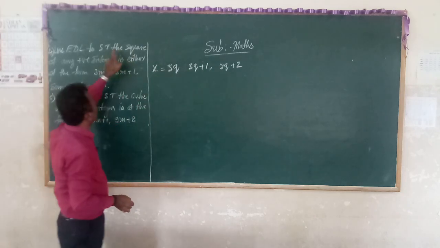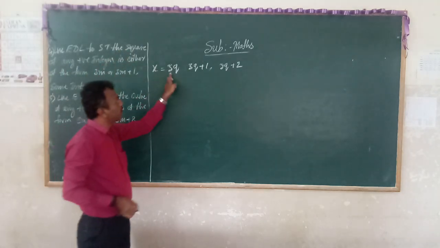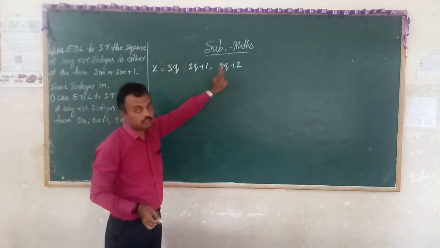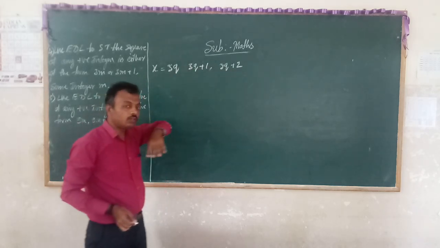This number you should square. Square any positive integer. These positive integers are in the form of 3q, 3q plus 1 and 3q plus 2. So these numbers we have to square.